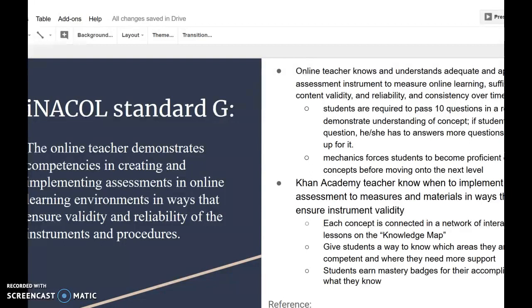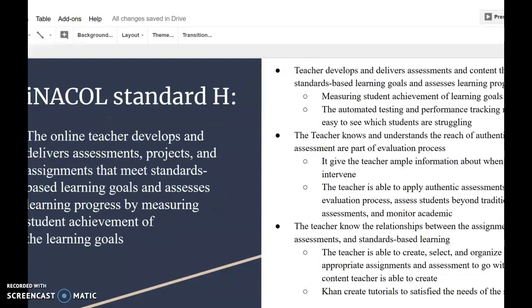Khan Academy teachers know how to implement online assessments to measure the materials in ways that ensure instrument fidelity. Each concept is connected in a network of interactive lessons on the knowledge map. It gives students a way to know which areas they are competent in and where they need more support. And the students earn mastery badges for the accomplishments of what they know once they pass those 10 questions in a row.